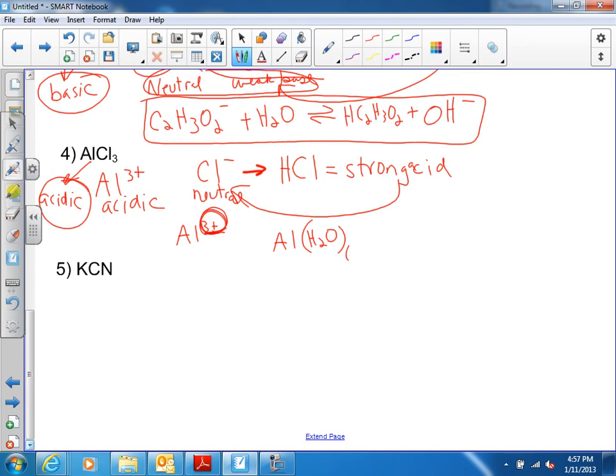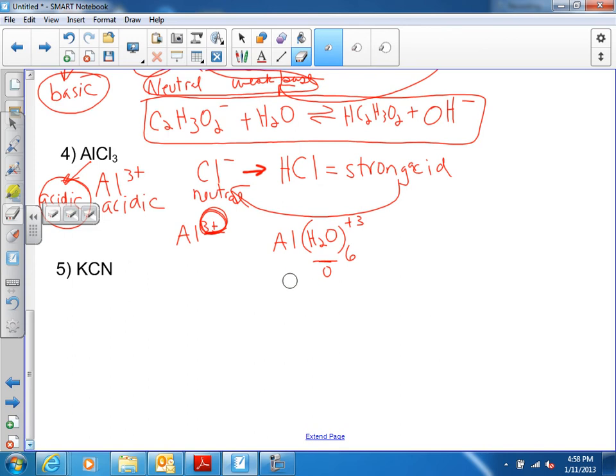So if the charge was 3, the number of ligands is 6. It's not that hard. And the charge, you just add up the charges of all the things, the ligands and the ion. Well, the ion was +3, water is neutral, 0. So the total charge here is +3. Okay, so that's my starting place.